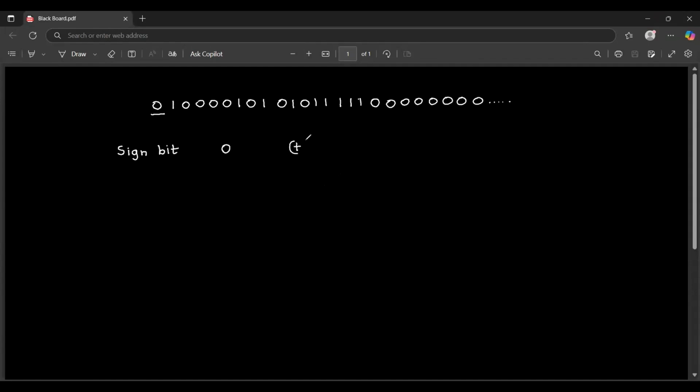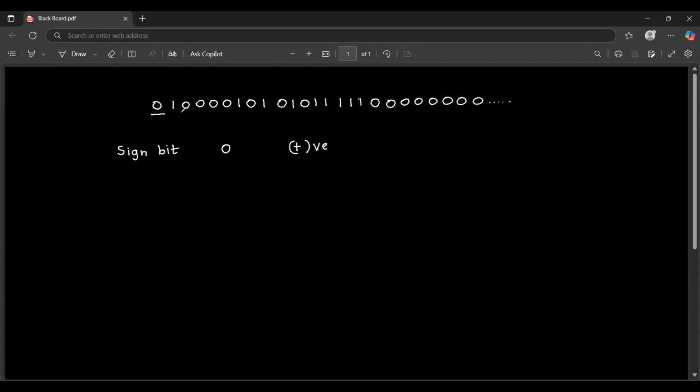Let's start with converting from 32-bit standard to decimal number representation. We are continuing from the IEEE 754 standard, 32-bit standard. So let's convert this to the decimal number system. First of all, we have to check the sign bit. The sign bit states that it is zero. So the sign bit is zero, which means it is a positive number.